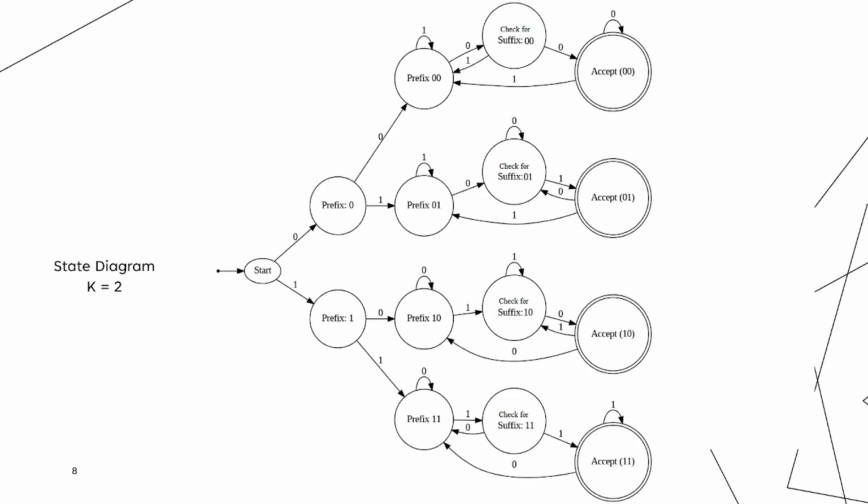Once it reaches the end, it moves into the checking state, and if the suffix matches the prefix, it moves into the accepting state for that specific prefix. This visualization is a good example to understand how it stores the prefix, reads the input, and then compares the suffix to the prefix.